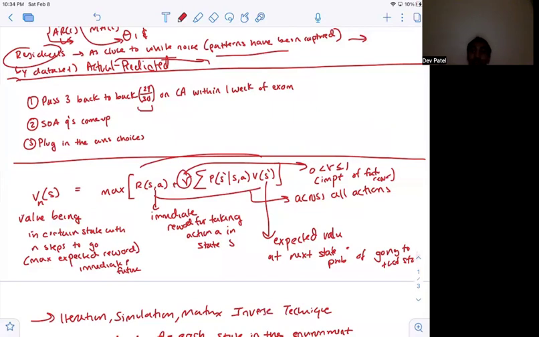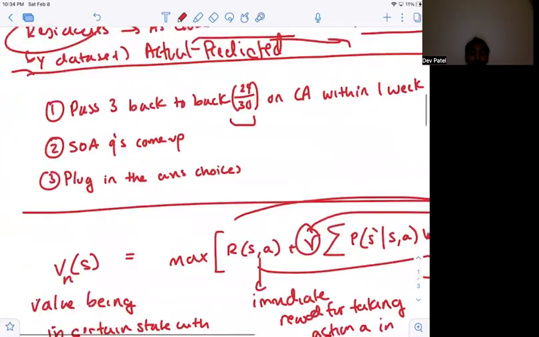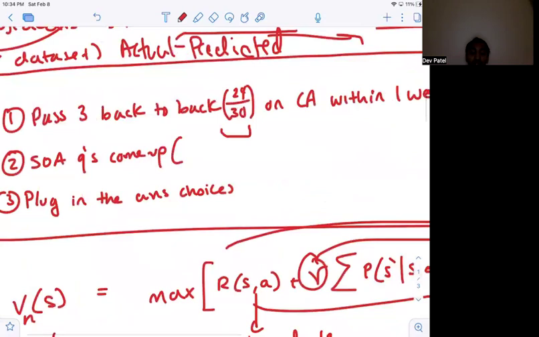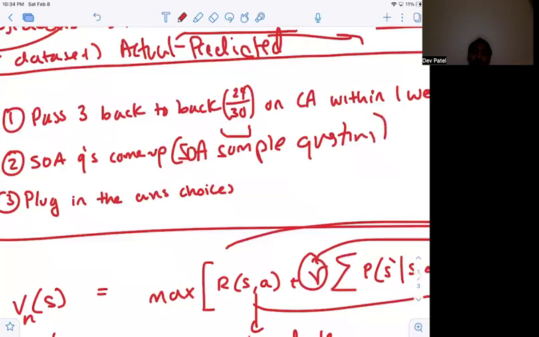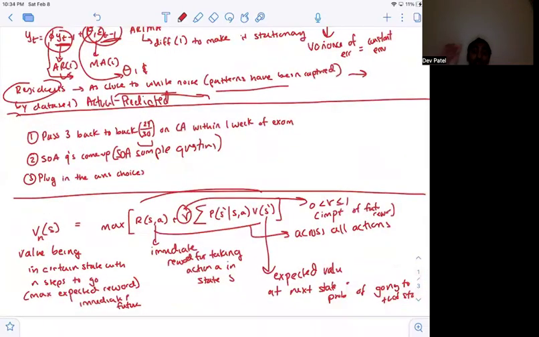The second is that SOA questions definitely do come up, and I've even seen a couple direct questions from the SOA come up, like the SOA sample questions. So doing those will automatically help you get prepared. A couple questions were directly from the SOA sample questions. It's the wording of it, so that's going to help you.